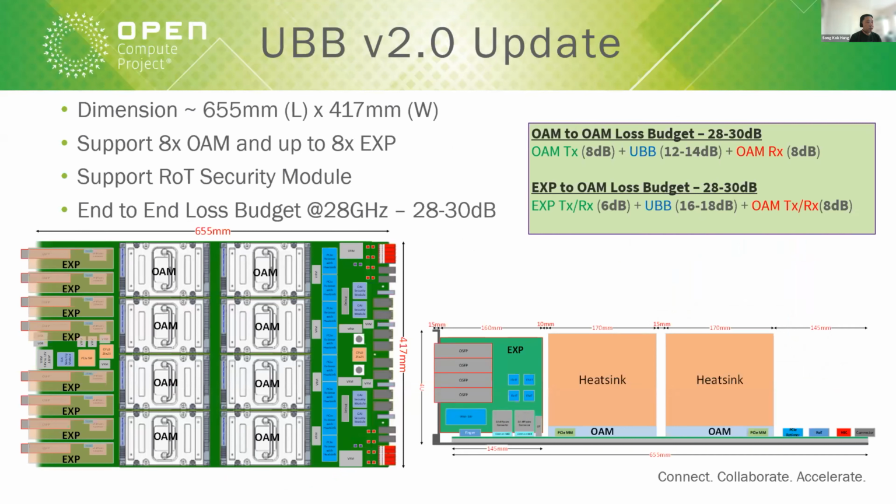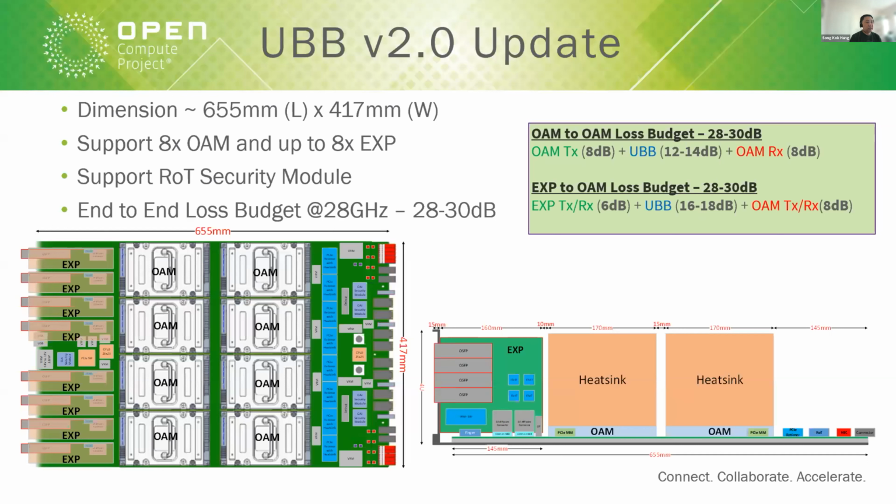But what we have right now is we are targeting 655 millimeter by 417, which is a slight increase from the previous generation. The previous gen is 585, and we try to increase it to 655 mm. There's a reason for that, because we are adding more features on the UBB, like supporting the root of trust security module, and we're also supporting the same 170 by 102 OEM, 8 of them, and it can also support up to 8 extended expansion modules as well.